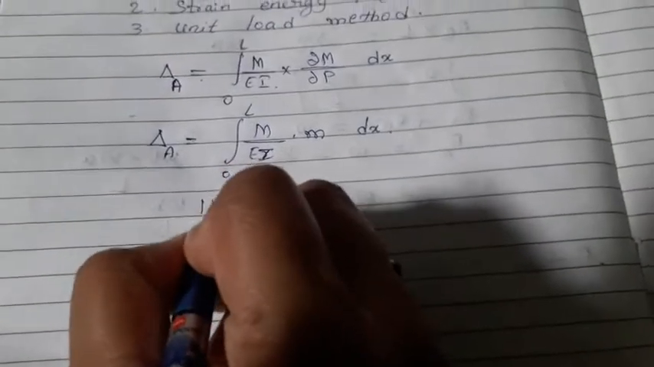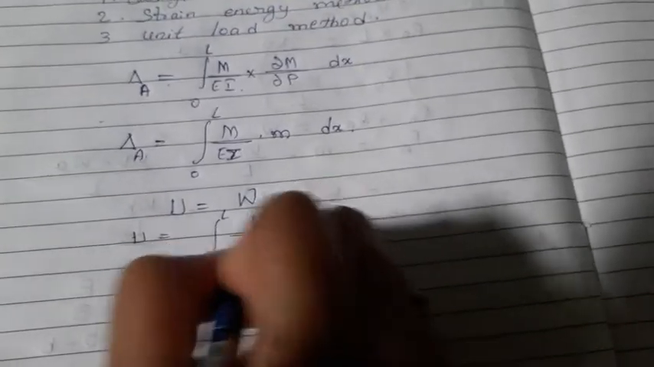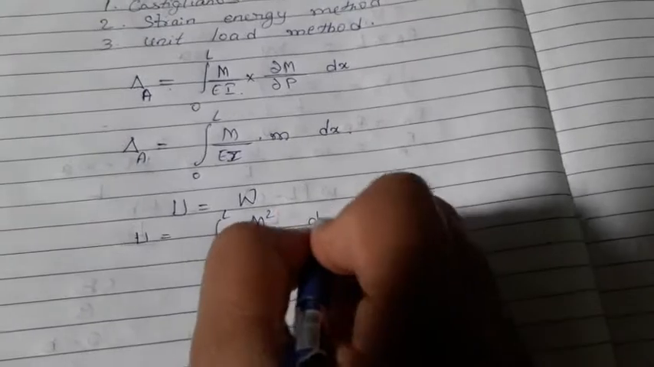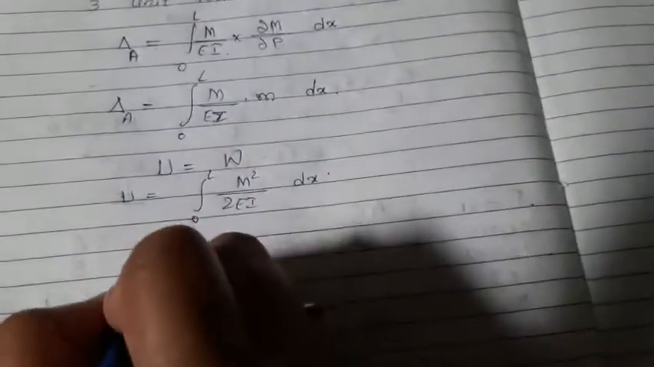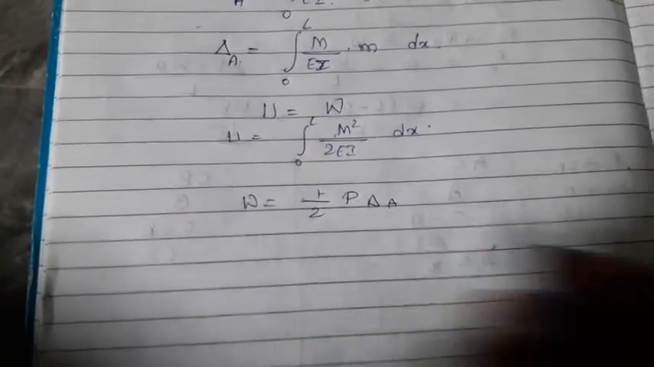In the strain energy method, it is considered that strain energy is equal to the work done. The strain energy is given by the integration from 0 to L of M square by 2EI dx. The work done is given by half into P into delta. Let us take it as delta A. By equating these two, we get the deflection required. Today we will try to solve one problem by all the three methods.